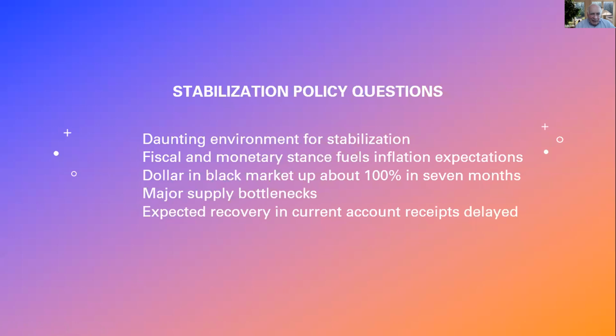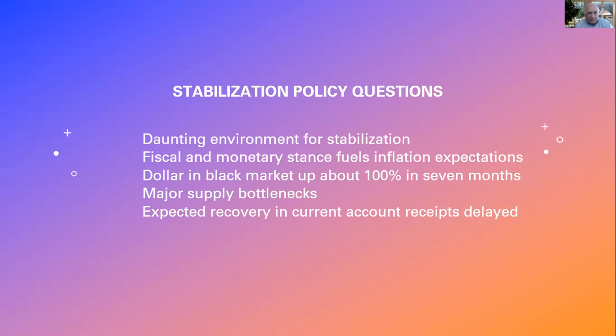Now, obviously, the inflationary dynamics are daunting. The estimates of the fiscal deficit range all the way from 20 to 30% of GDP for 2021. As I said, the dollar black market is up about 100% in 7 months. So this implies continuing inflationary dynamics. There are major supply bottlenecks in food production and in the production of medicines and all kinds of household goods. And very importantly, the dollar crunch will continue. The expected recovery in current account receipts is now being delayed. There was some expectation that tourism may revive, that there may be some softening of sanctions regarding remittances, for instance, and there's been no change in that. So essentially, there is a dollar crunch that will continue.